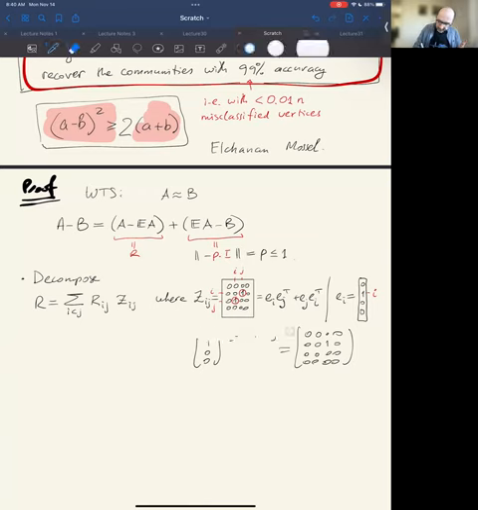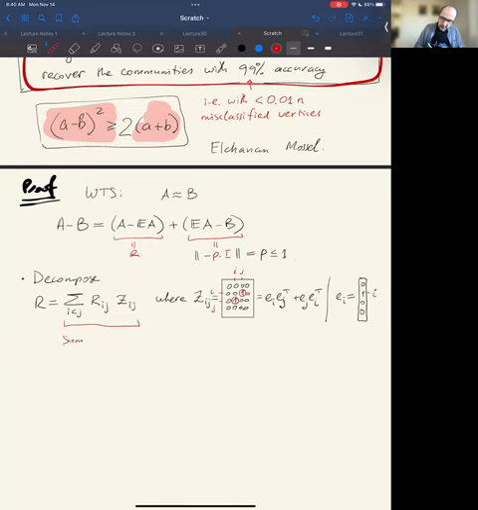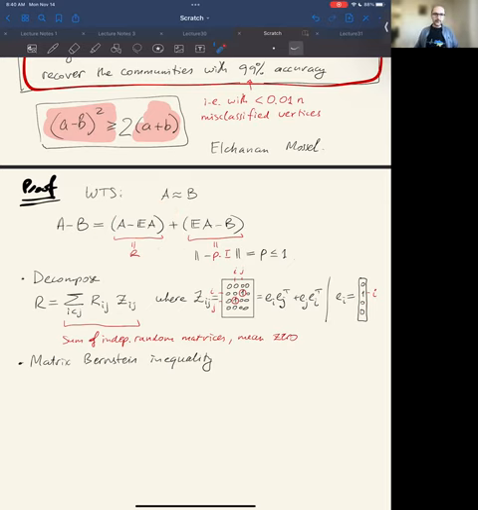The point of doing this, why we care to do that, is that now we have a sum of independent random matrices. And that is what we can handle now. We can, for example, apply matrix Bernstein's inequality to bound this. These random matrices are also mean zero, because we subtracted the expectation. So we can handle this by matrix Bernstein's inequality.